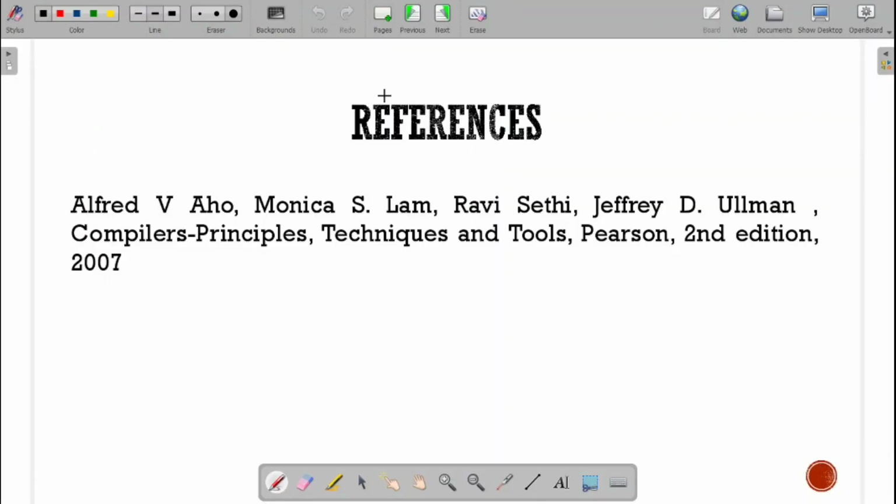So in this session, we started with top-down parsing. We did the construction of the predictive parsing table, and we have taken the example of both grammars: the grammar in LL(1) and the grammar which is not in LL(1).